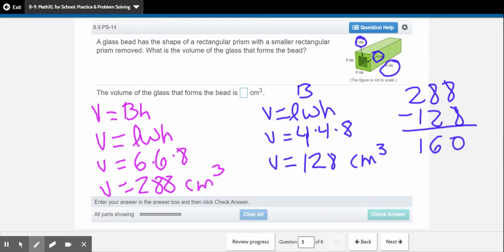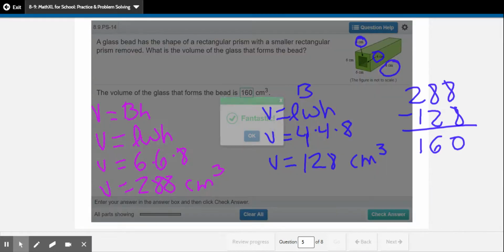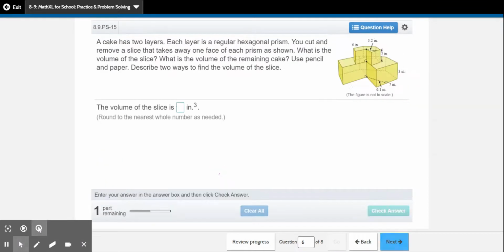All right, let's check our answer. There we go. All right, so this problem looks a little intimidating, but I think once you jump into it, you should be good to go.